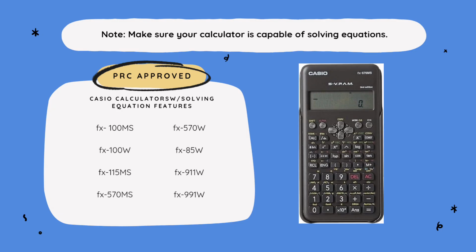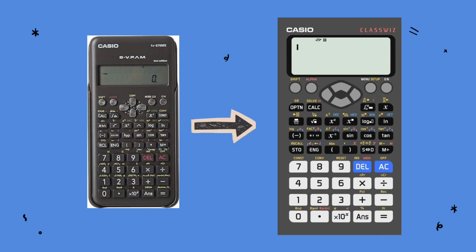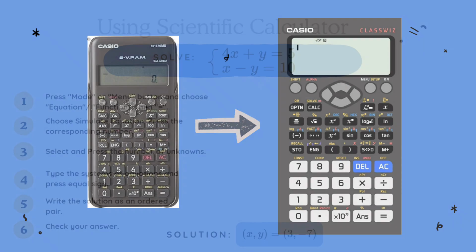But the calculator I will use today is the Casio FX570MS. Pero para mas malinaw nyong makikita, I will use this ClassWiz Casio, which is a software application sa phone. Same din naman siya ng itsura ng totoong calculator ng Casio. Same features, same buttons, and same designs.